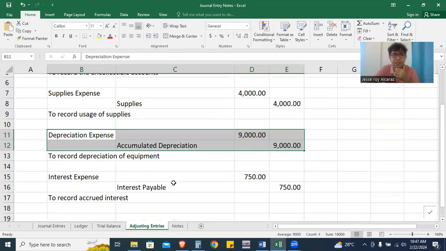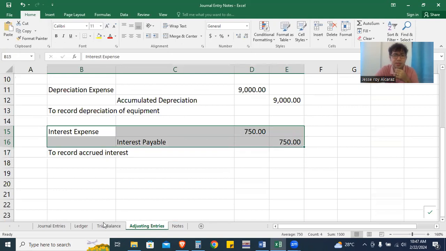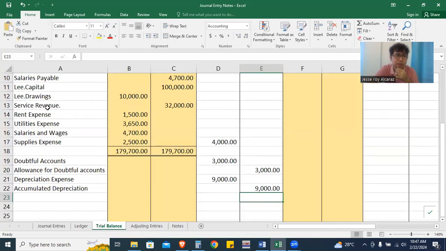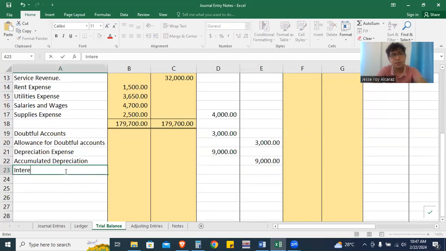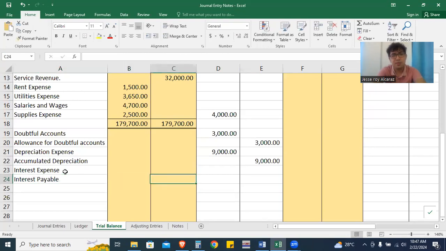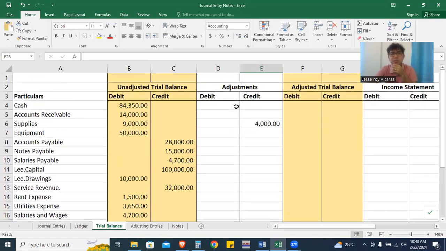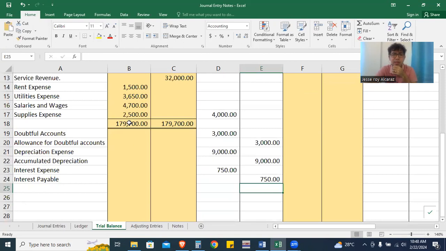Then, lastly, we have the interest expense and interest payable. We don't have interest expense, and we don't have interest payable. Interest expense, interest payable, 700 pesos. Okay, so we're done plotting our adjustments in the trial balance. So, let's total them. First one only.